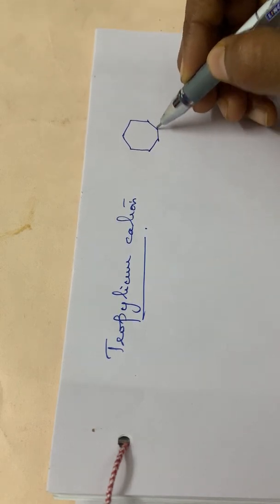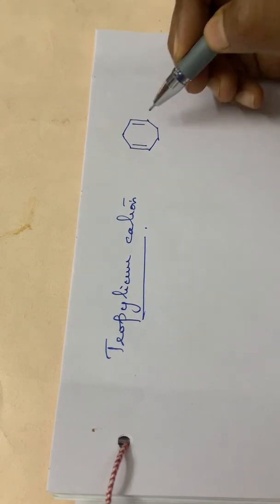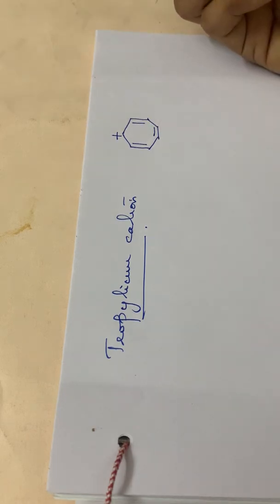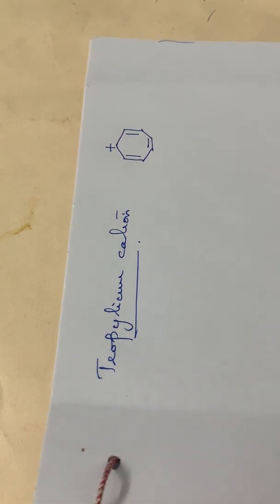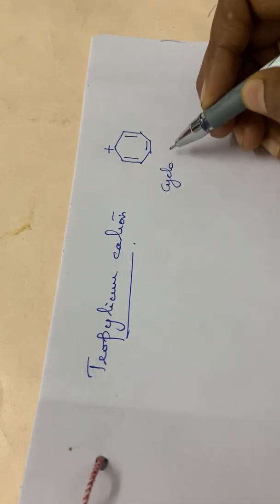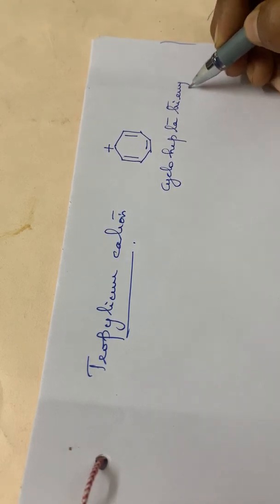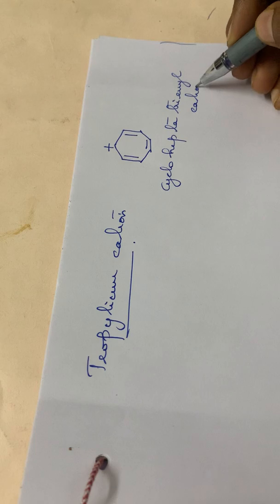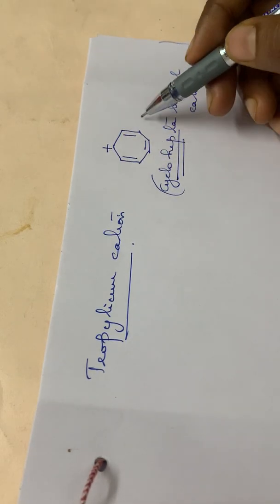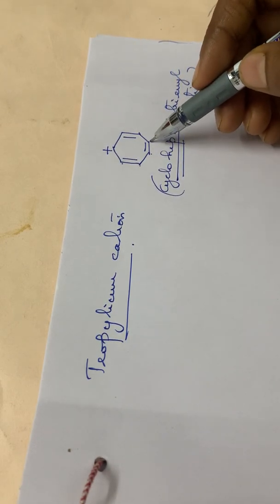So the structure will be like this. Here a double bond, here a double bond, here a double bond, and one of the carbon atoms will have a positive charge. So this is the structure of tropylium cation, or cycloheptatrienyl cation. Cyclohepta means it is a cyclic compound. Hepta means number 7, isn't it? 1, 2, 3, 4, 5, 6, 7.